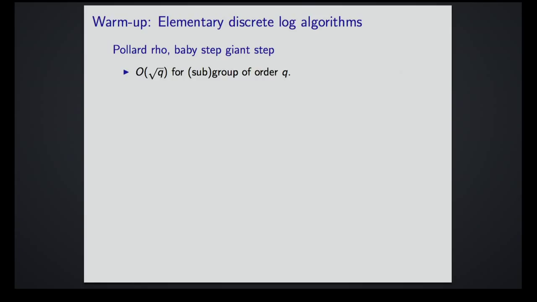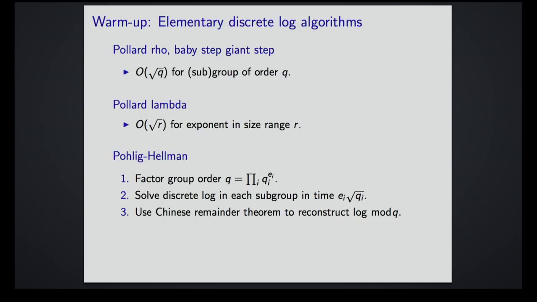The best algorithms for generic groups run in time square root of the order of your group: Pollard rho, baby-step giant-step, depending on how much memory you want to spend. If you know that your exponent or log value lies in some size range, then you can compute the log in time square root of that size range. And if you know the prime factorization of your group order, then you can compute a discrete log in each of the prime subgroups, and then use the Chinese remainder theorem to compute the log in the whole group.